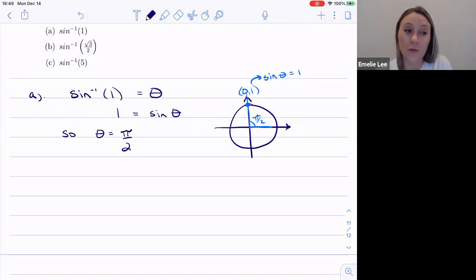I know you didn't ask for B, but how about we do B? And then you can think about why C is undefined. Remembering that you're on the unit circle.